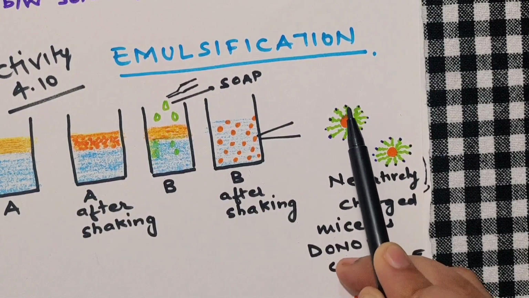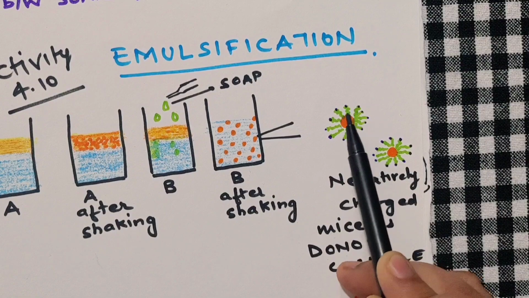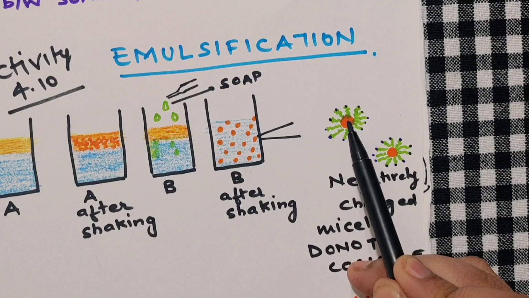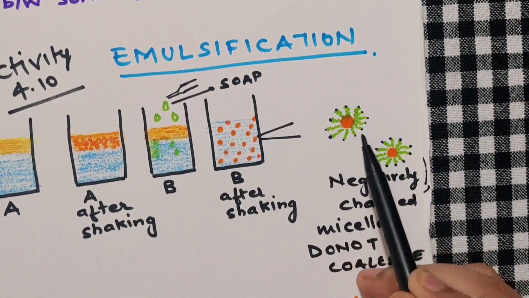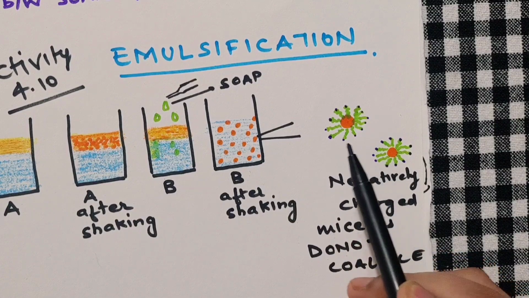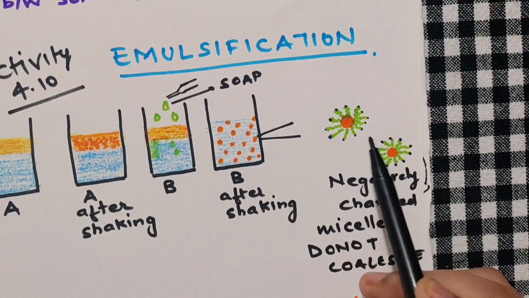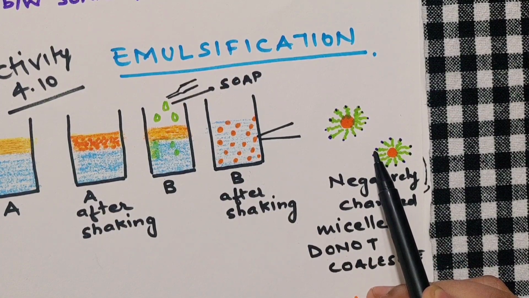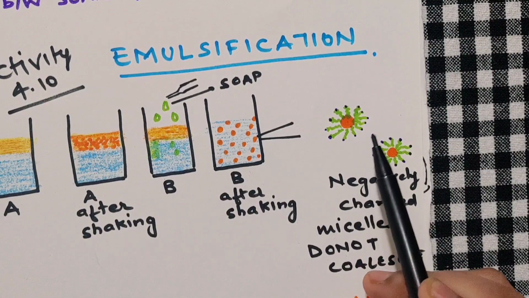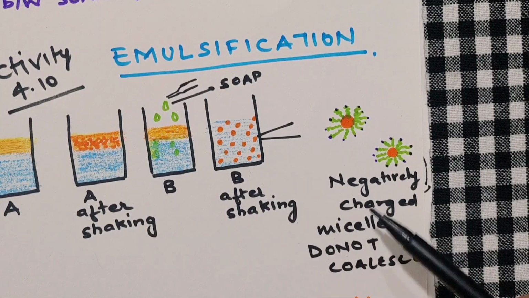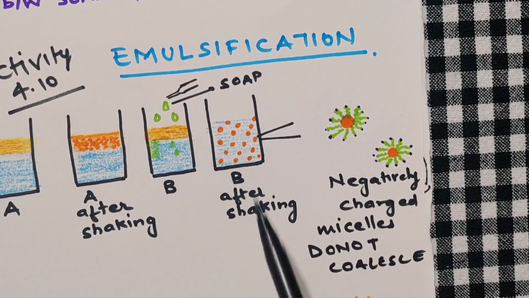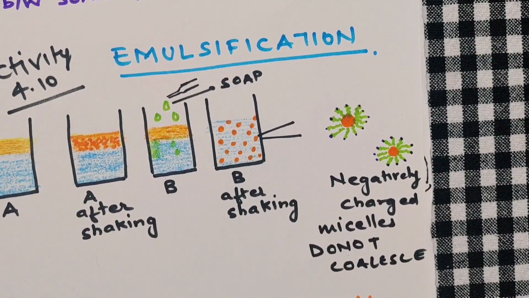Here also soap molecules have surrounded the oil droplet in such a way that the hydrophobic part is interacting with the oil, and the hydrophilic part, that is the COO negative, is on the outside of the micelle. Since each droplet has negative charge on the outside, they are not going to come together. They are going to repel each other. So they will remain suspended. This is how soap helps in emulsification.